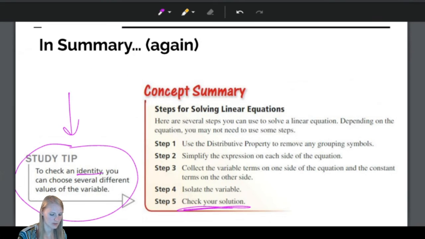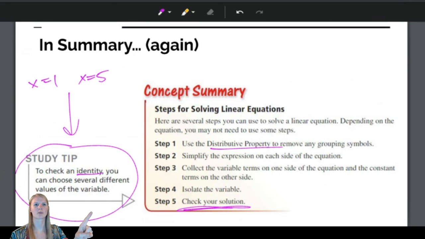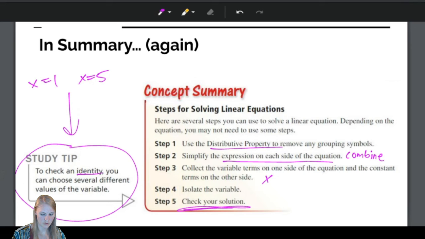Okay, actually, you know what, let's keep that. So the steps are just like usual. First, the distributive property. If there are parentheses, do the distributive property. Next, simplify the expression. Combine your apples and oranges, combine like terms. Then, third step, get your x's on one side of the equation and your numbers on the other side of the equation. Get x by itself, and check your solution.